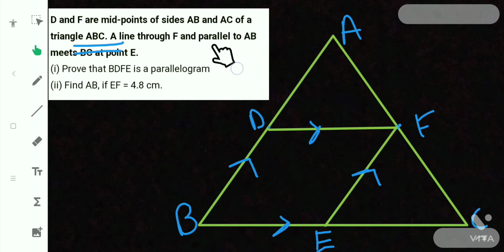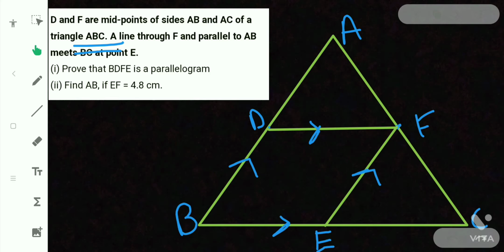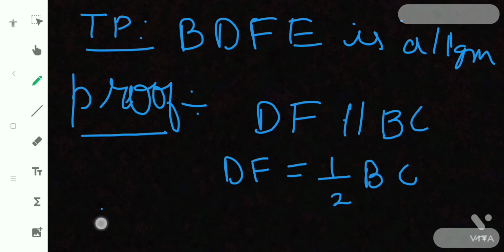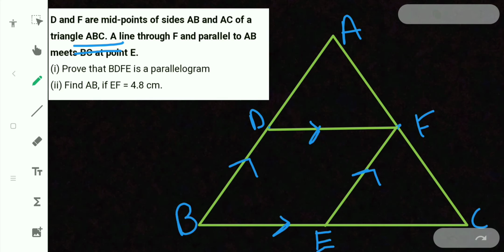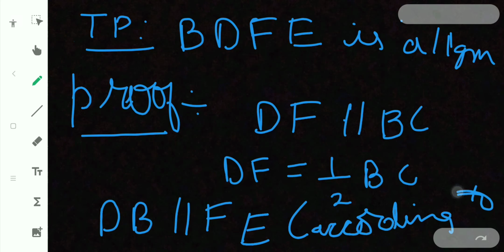A line through F and parallel to AB. So a line through F and parallel to AB. So AB is parallel to FE. So DB is lying on AB, so definitely DB also will be parallel to FE. So that we can conclude over here, that is DB is parallel to FE, according to the question.